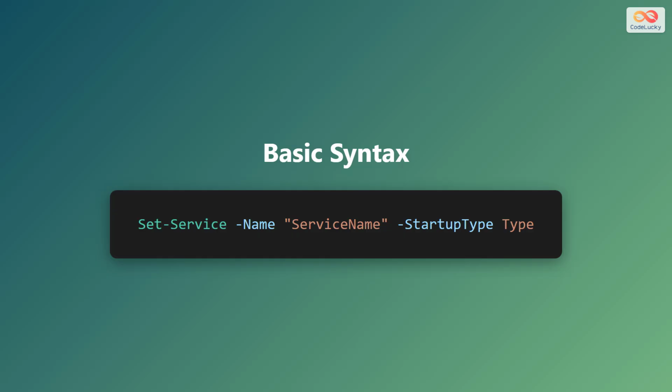The basic syntax for Set-Service is straightforward. You use the Set-Service cmdlet followed by the -Name parameter, which specifies the service you want to modify, and the -StartupType parameter, which defines the new startup behavior. The service name must be the actual service name, not the display name. The startup type can be automatic, manual, disabled, or automatic delayed start. This simple structure makes it easy to modify service configurations with just one command.